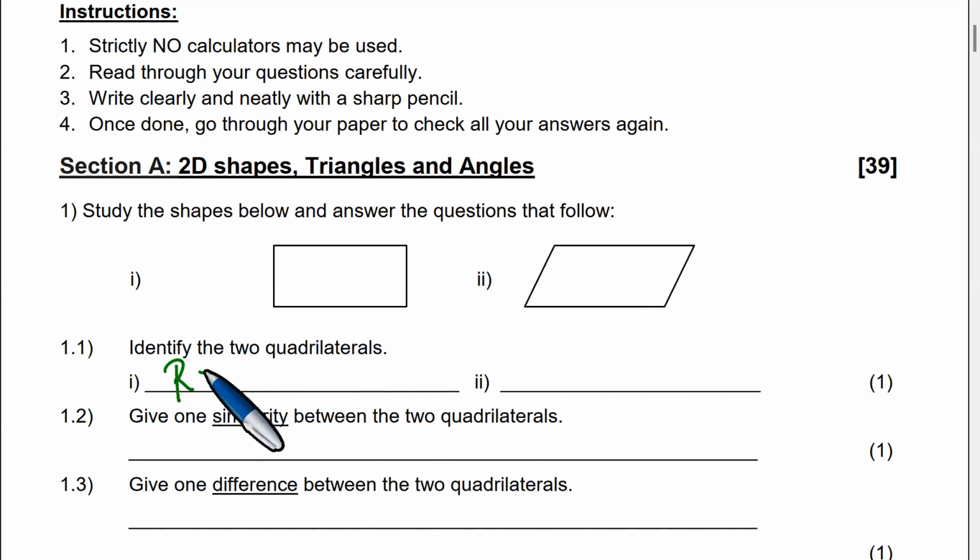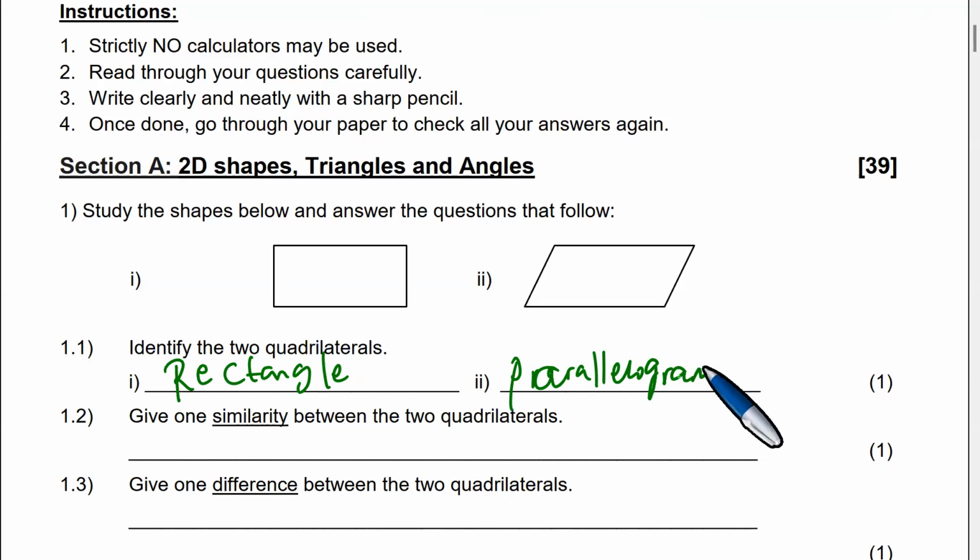It is a rectangle. Okay, so we have a rectangle. What do you think this one is? A parallelogram. Well done. It's a parallelogram. That's correct. So give one similarity between the two quads. What is the similarity between these two? In what way are they similar?